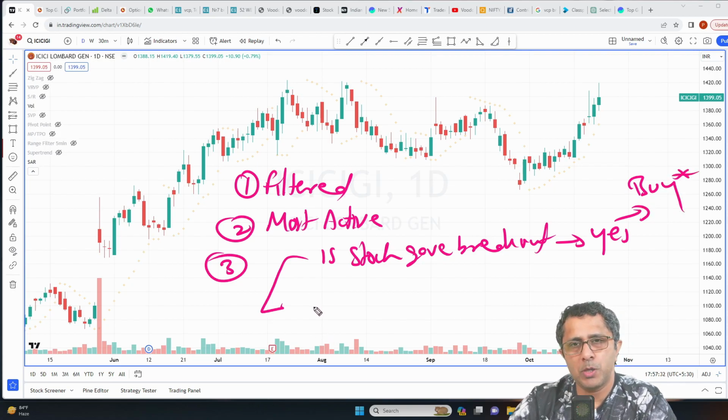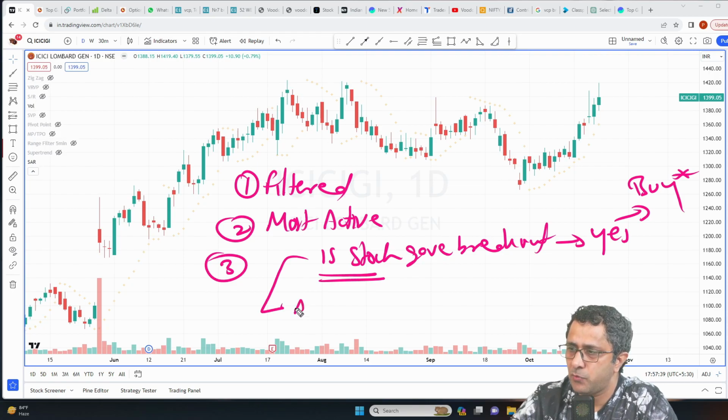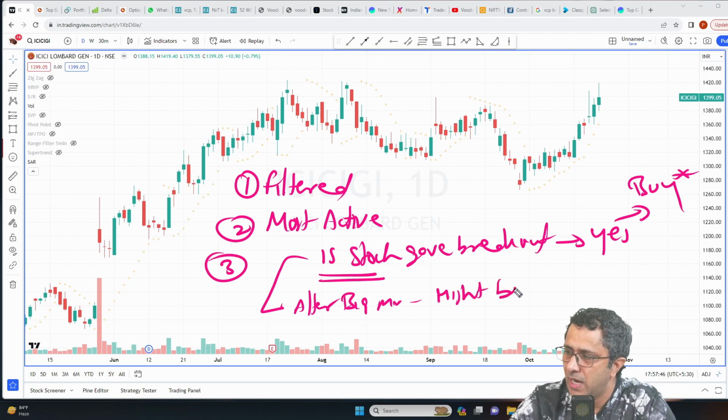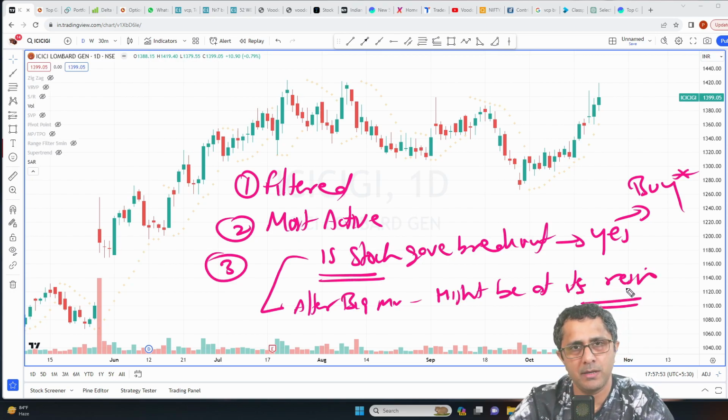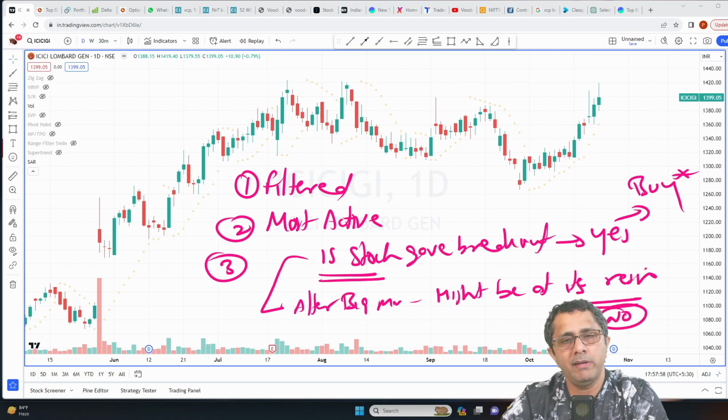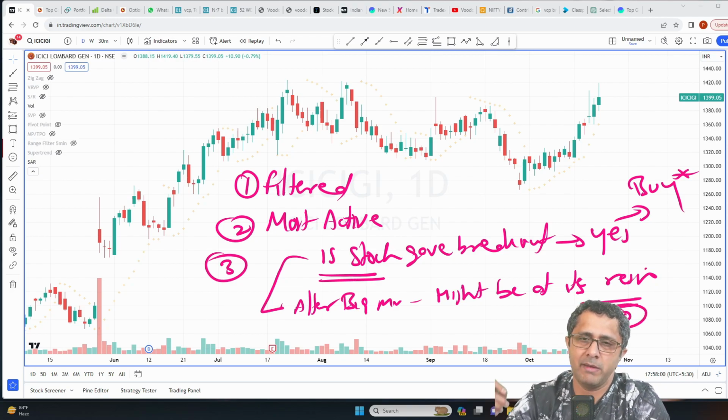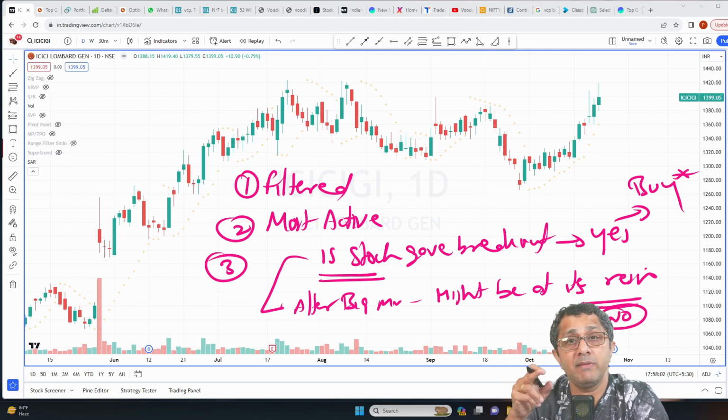Second, it could be quite possible that after that big movement, that stock might be at its resistance, right? So can we buy here? I would say no. Now I will wait for the stock to give a breakout. So when there will be a breakout, only then we go for buy.